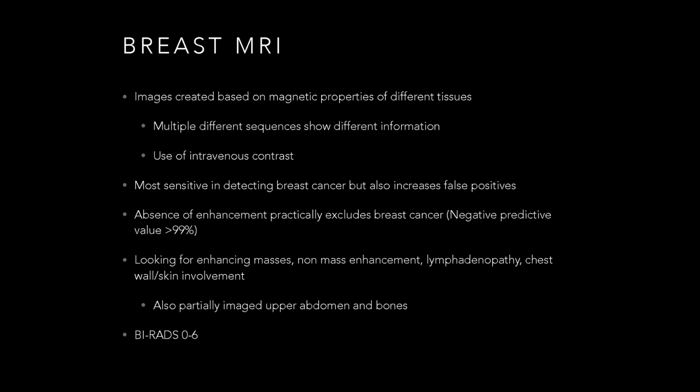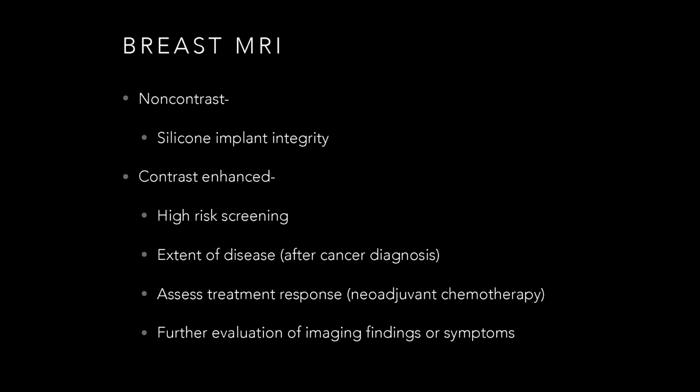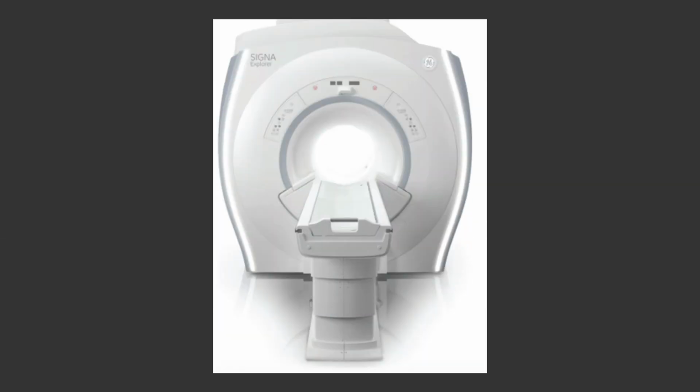So on MRI, we're looking for enhancing masses, non-mass enhancement, lymphadenopathy, and then in the case of breast cancer diagnosis, we look for chest wall or skin involvement. We also image a portion of the upper abdomen and the bones, and breast MRIs can have a BI-RADS 0 through 6. We occasionally do non-contrast breast MRI to look for integrity of silicone implants, but in other cases we do want to use the contrast. And then here's just a picture of an MRI scanner.